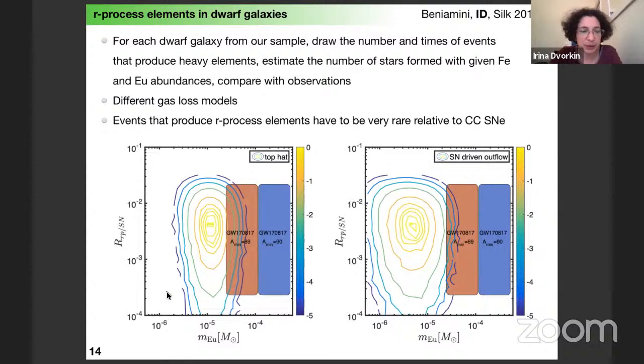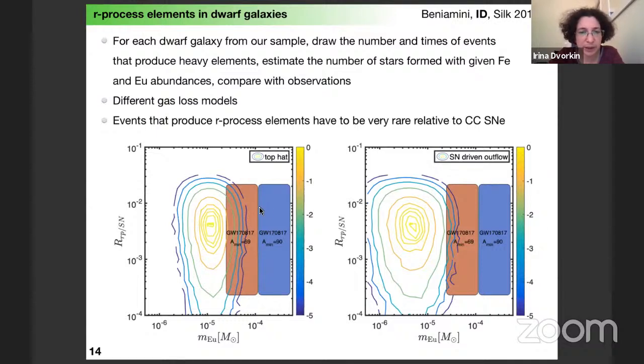And what we did from this is that we could constrain the mass per event here on the x-axis and the rate of these events relative to the core collapse supernova rate. So this confirms what I told you before, that these events have to be very, very rare. This is below 1% of the core collapse supernova rate. These are the confidence contours that I show you here. And the mass per event is 10 to the minus 5 total in europium, and this is consistent with what we measured from this gravitational wave and kilonova event, GW170817.